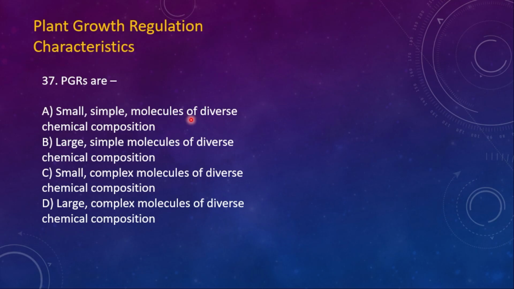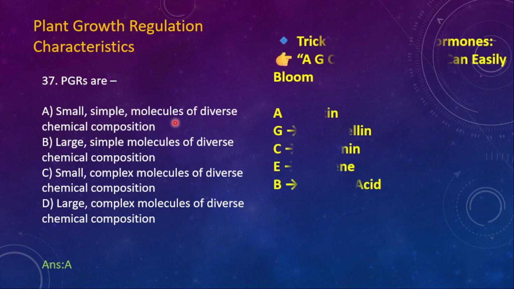A. Small simple molecule of diverse chemical composition. B. Large simple molecule of diverse chemical composition. C. Small complex molecule of diverse chemical composition. D. Large complex molecule of diverse chemical composition. So here the right option is A. They are very simple, very small molecules of diverse chemical composition.